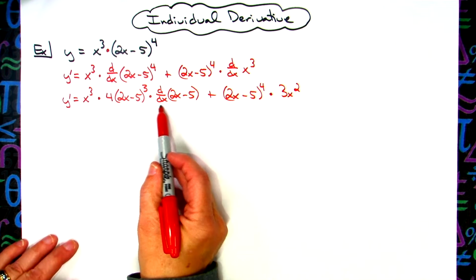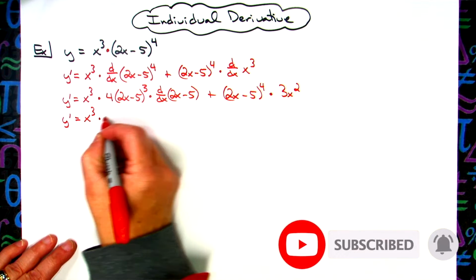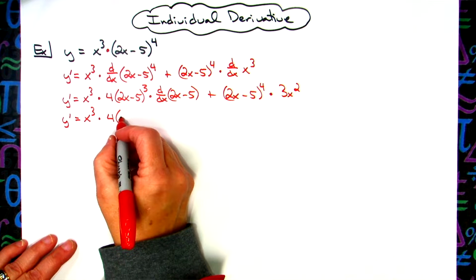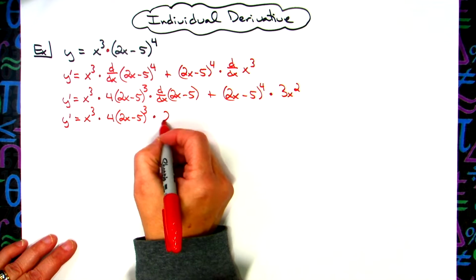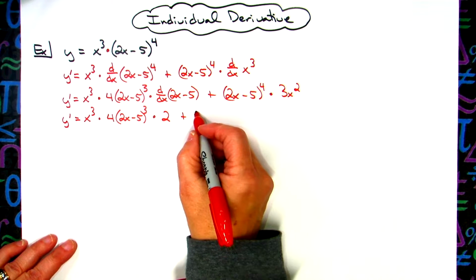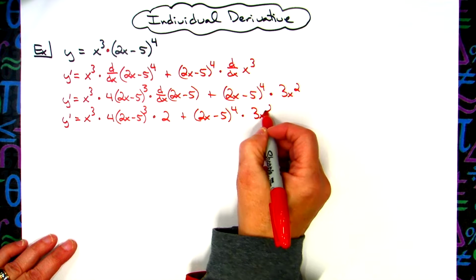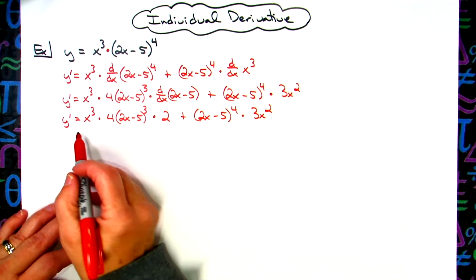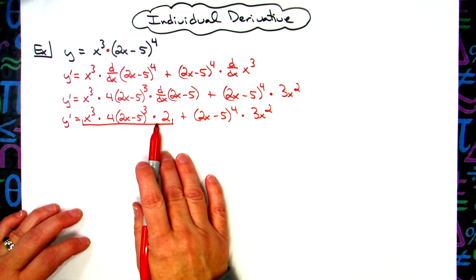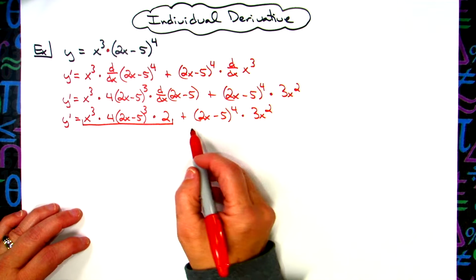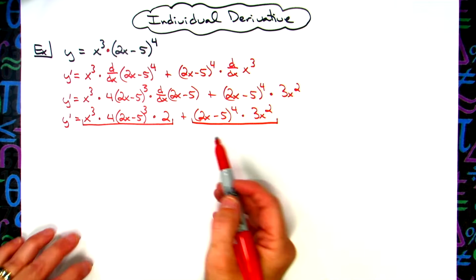One more line to complete the derivative right here. So we've got y prime is equal to x to the third times 4 times the quantity (2x minus 5) to the third. Derivative in here is just going to be a 2. Rewriting everything here, we'll have that (2x minus 5) to the fourth, and then times that 3x squared. All right, now at this point, all of this is one term because everything there has multiplication signs between it. Your plus sign right here is differentiating between your two terms. All of this is one term because, again, everything over here is being multiplied.